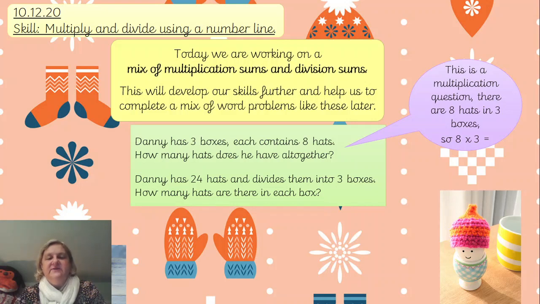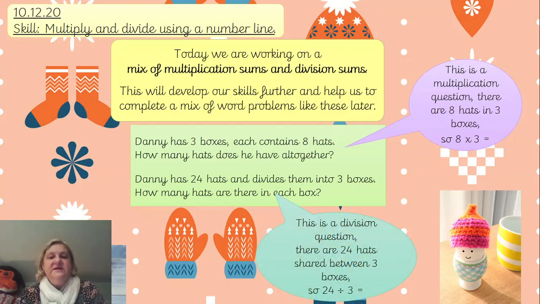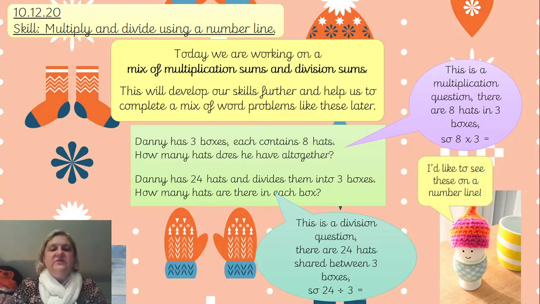And it's a really massive clue because it's saying there divides. So that word is in the problem for you. So it is a division question. There are 24 hats shared between 3 boxes, so 24 divided by 3 equals, and then you've got your answer. You'll need to do a number line.